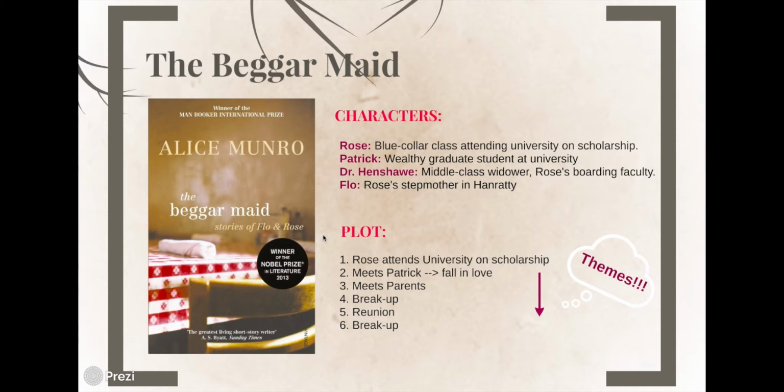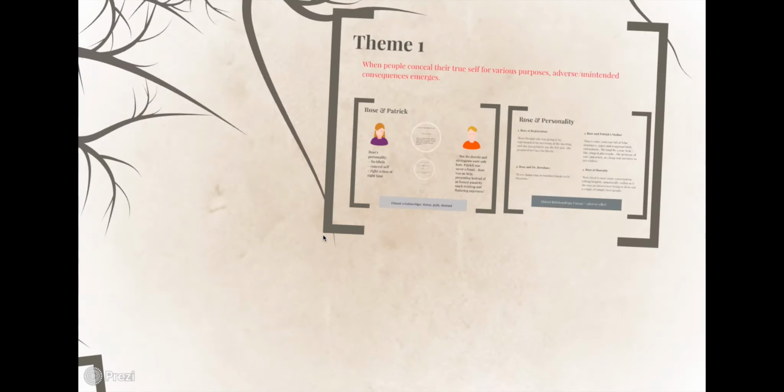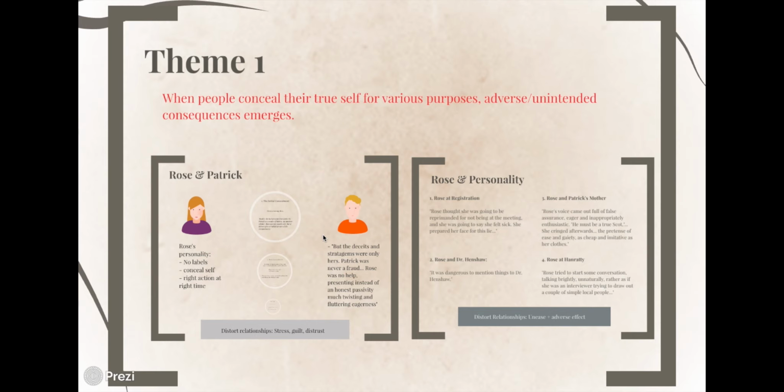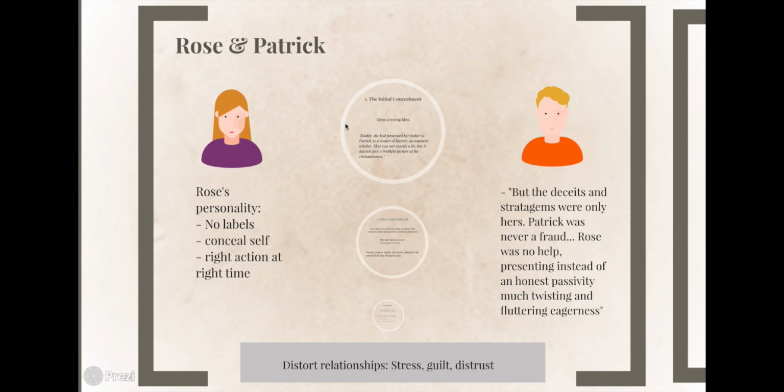This fluctuating relationship leads to the first theme I identified in this short story, which is that when people conceal their true selves for various purposes, the adverse or unintentional consequences can emerge. To explore this theme, we are going to first look at the characterizations of Rose and Patrick. Patrick's character is less complex than Rose's and could be summarized as a timid, clumsy, and straightforward scholar.